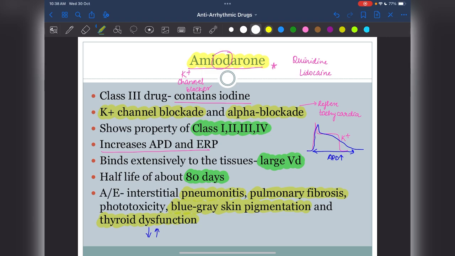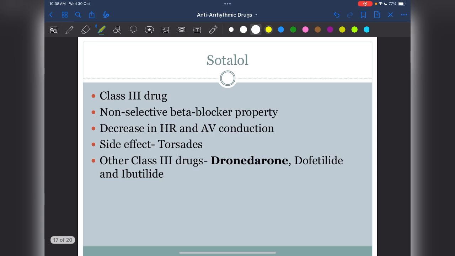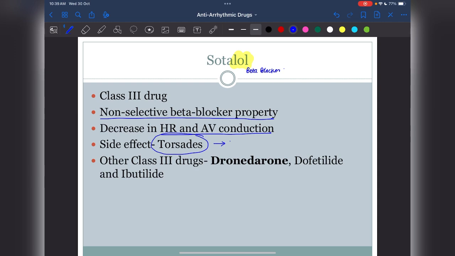That is what you will need to know about amiodarone. It's a very important class of drug that you need to know. Next, coming to another class 3 drug, that is sotalol. Sotalol, from its name, it's also a beta blocker. And yes, it has non-selective beta blocker properties. So ultimately, because of the beta blocking property, there will be a decrease in heart rate and AV nodal conduction. But there is a side effect called torsades, with QT prolongation. So a very important side effect of sotalol is torsades.